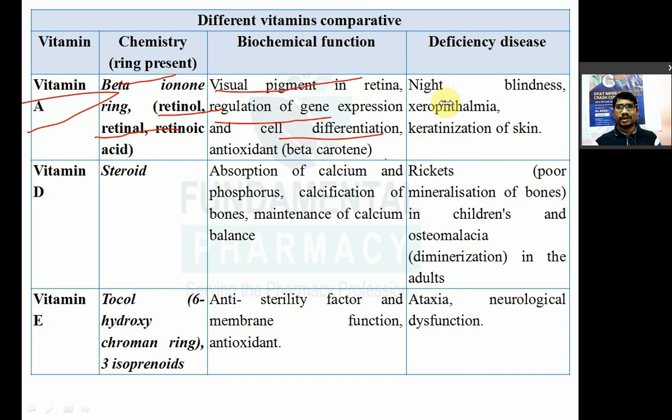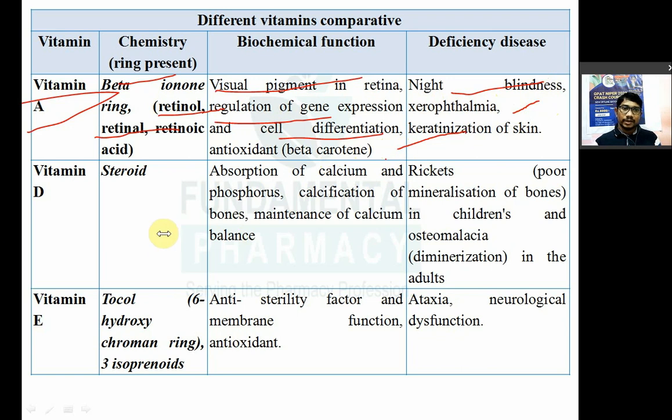Deficiency of vitamin A results in night blindness. Dim light में वो properly देख नहीं सकता. Xerophthalmia is complete absence of sight. मतलब दिखना ही बंद हो जाएगा उसको. Keratinization of skin आपका खुरदुरा हो जाएगा. Keratin का deposit हो जाएगा skin पर.